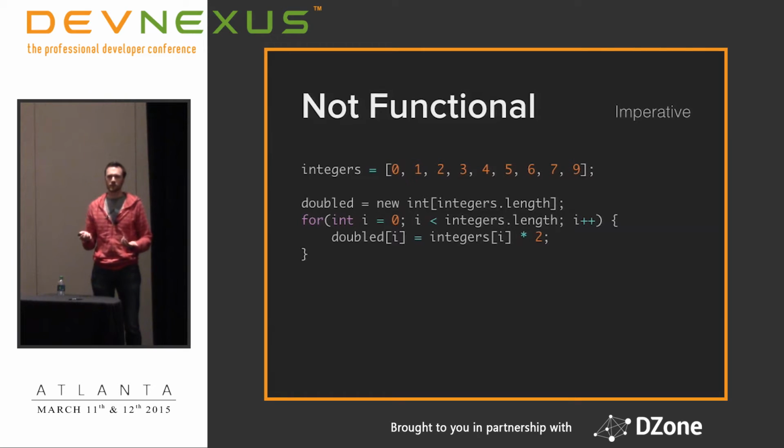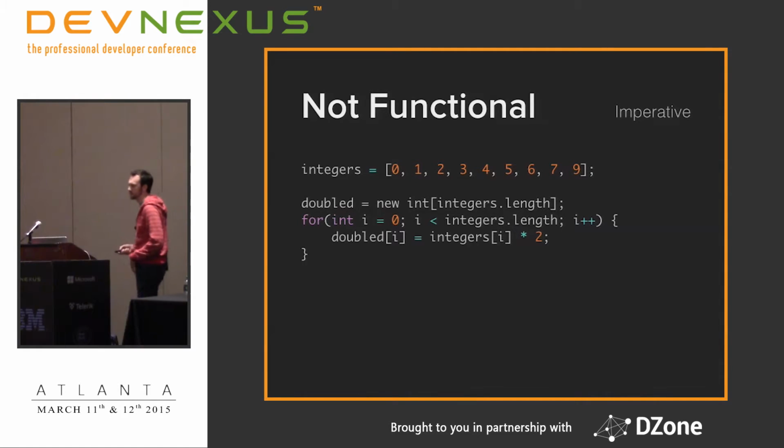Let's look at what's not functional, right? We have some code, we have a collection of integers, and we want to iterate through them and create another collection of those integers but doubled. The very imperative way is we're going to create a new one, define where we're going to start the index, where we want to end, how we're going to increment through them and pull them out. There's a lot of stuff going on here. There's a lot of how to accomplish the goal here.